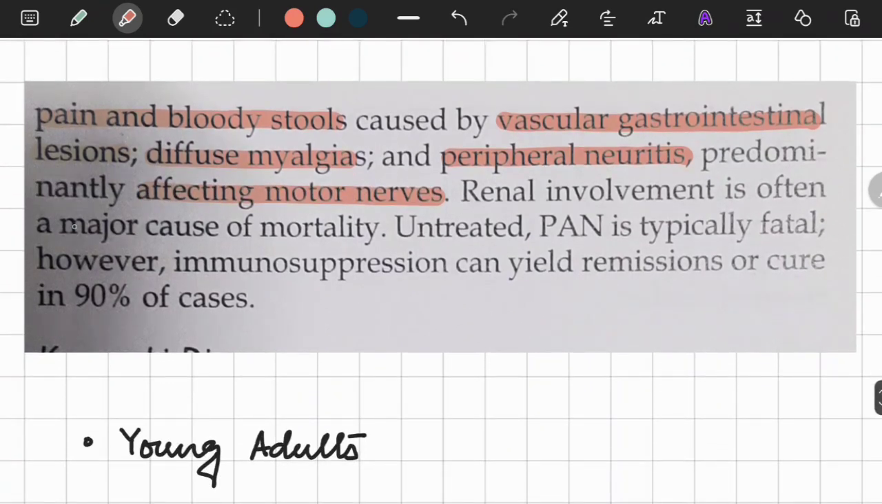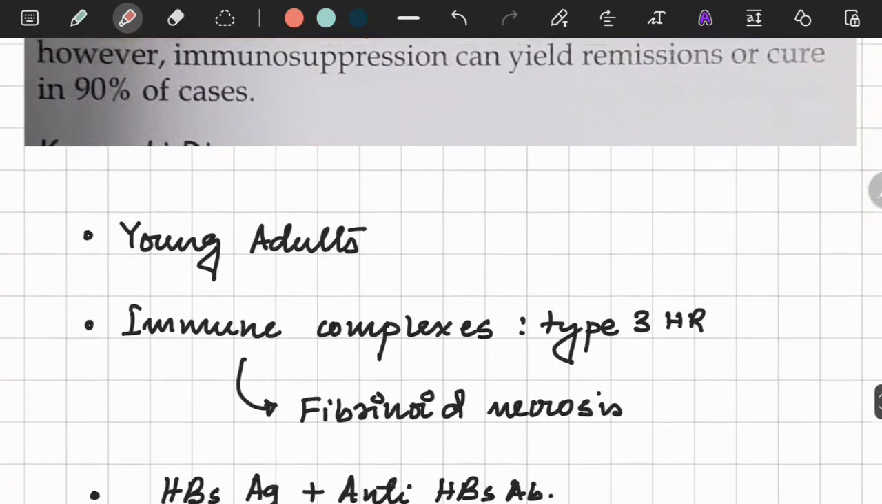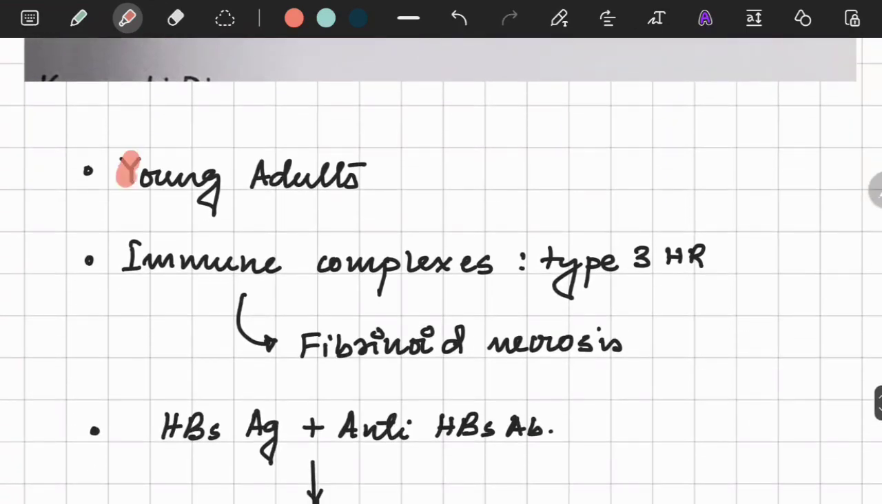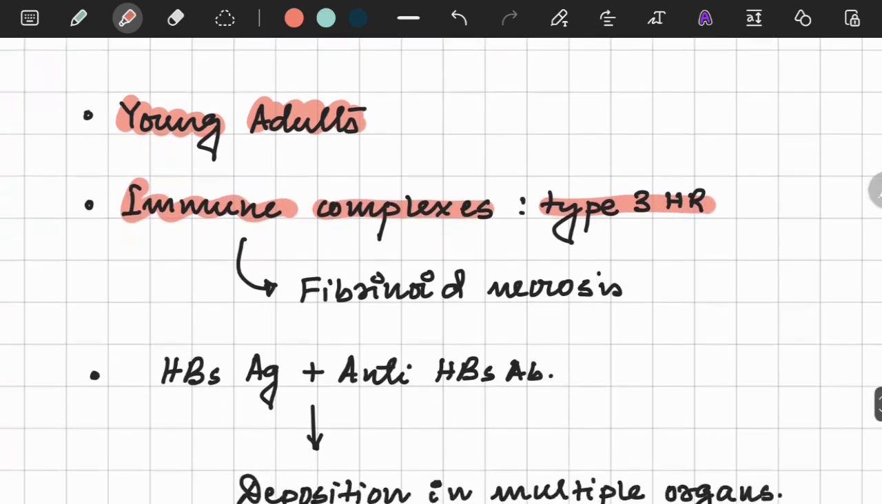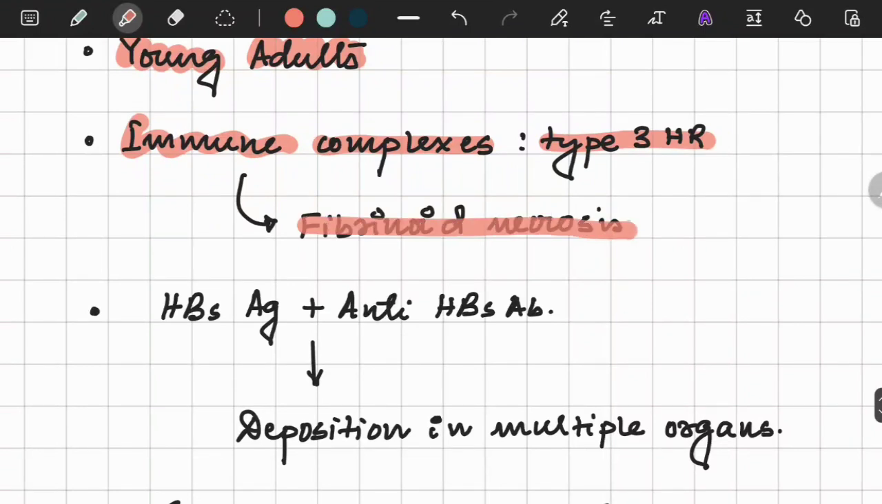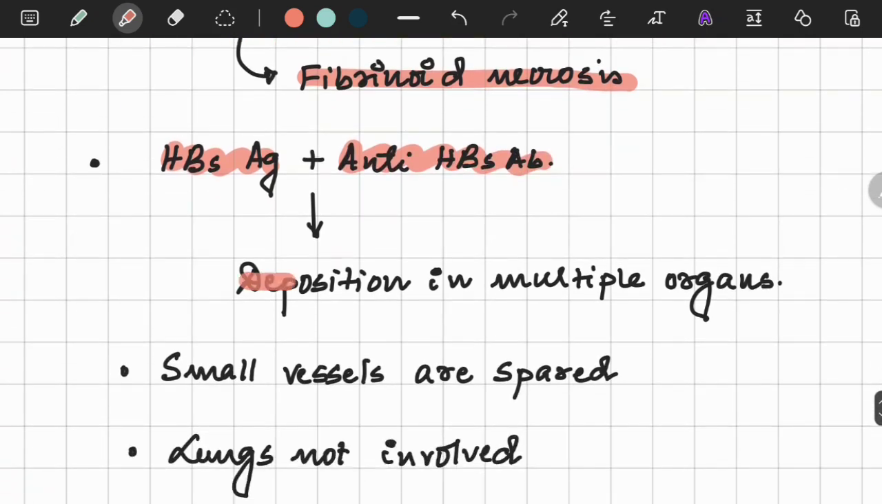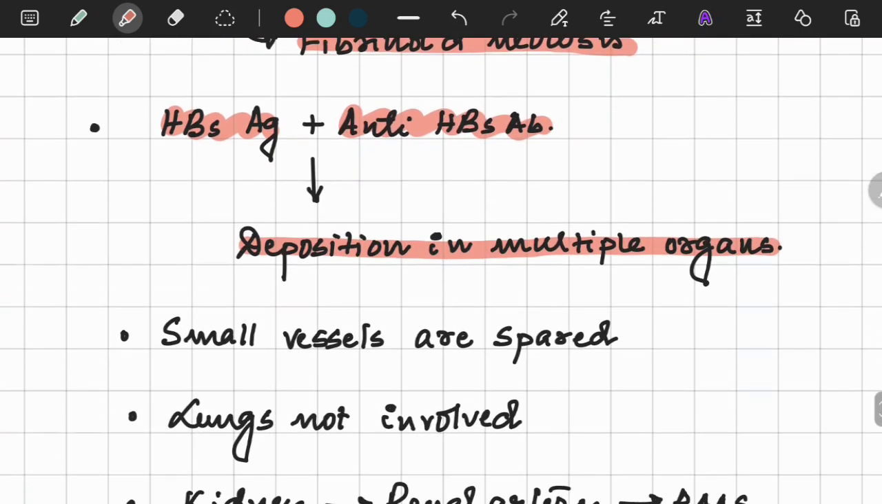Renal involvement is often a major cause of mortality. Untreated PAN is typically fatal. However, immunosuppression can yield remissions or cure in 90% of the cases. So, the most common population affected are young adults. The immune complexes induce a type 3 hypersensitivity reaction resulting in fibrinoid necrosis. As a result, there is an HBs antigen and anti-HBs antibody reaction resulting in deposition in multiple organs.